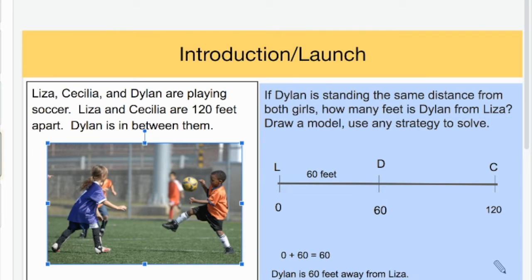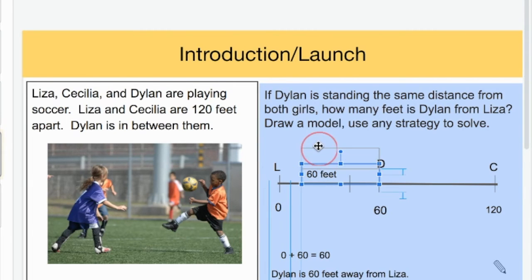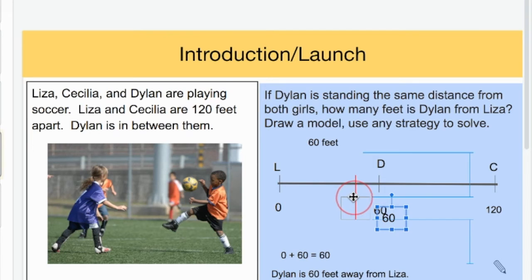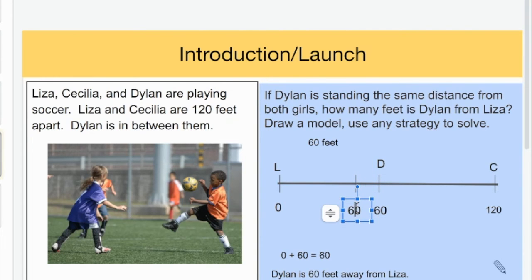Another way to figure that out is by making jumps backwards from Dylan to Liza. So let's say, for example, that I make jumps back of 10. So let me move this over here. I'm going to show you a different way. If I jump back 10 from 60, 50. It's easy for me to just copy the text box and change this number. And then I'm going to copy this line because I'm not at my goal. My goal is to get back to 0.